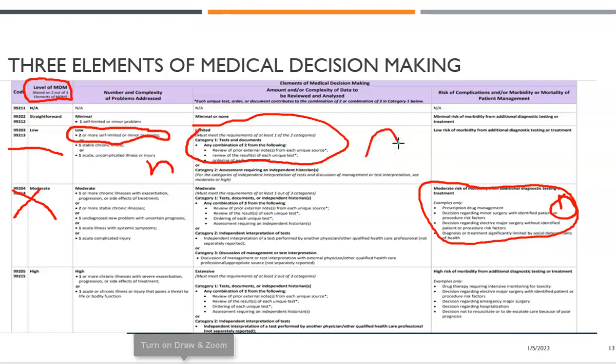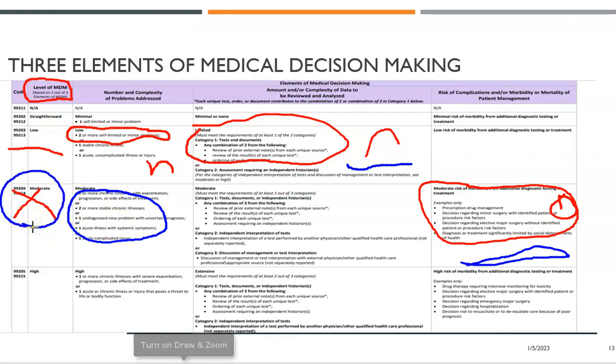So let's say we have 1 or more chronic illnesses, 1 test, and then prescription drug management. So here we have 2 met, so we can assign a 204 or a 214. Hopefully that makes sense. So again, you have to have 2 of the 3 of the MDMs met. Okay, I want to go to the next slide.